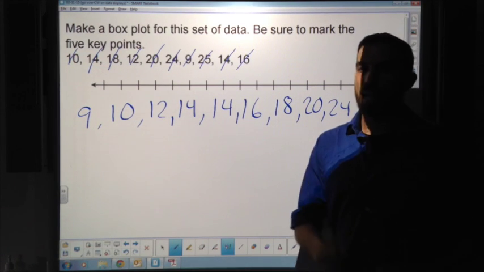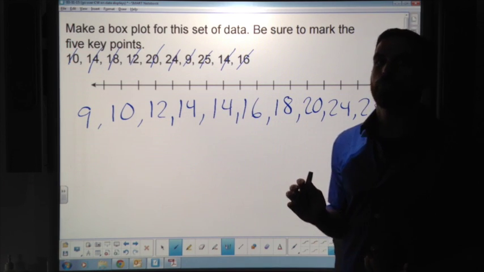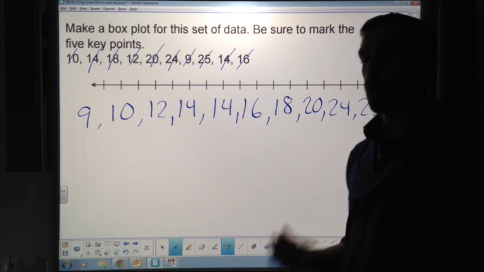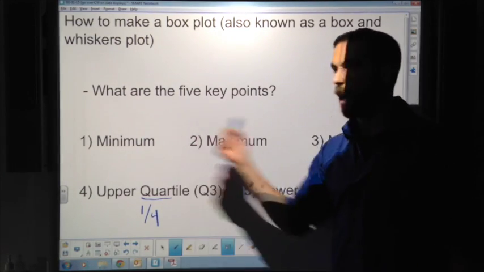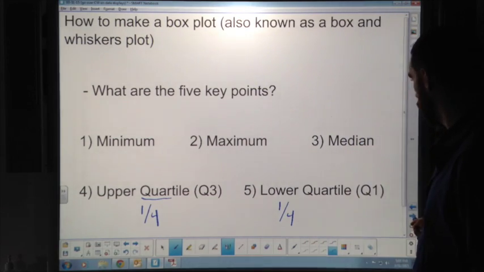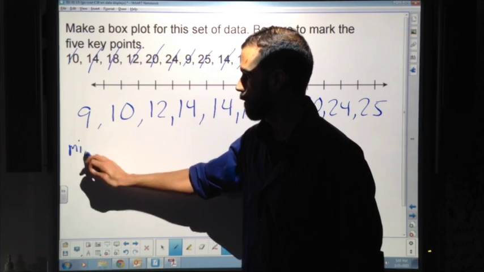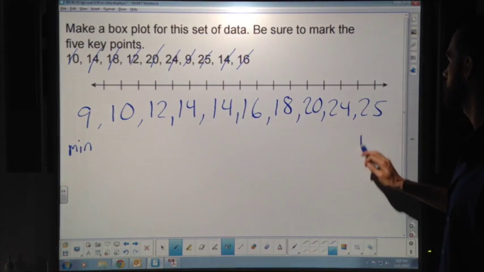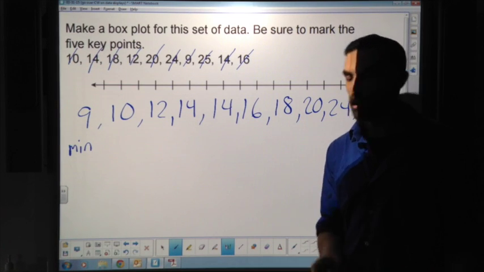Alright, so now that we have the data in order from least to greatest, the next thing we have to do is start to separate it into our quartiles. We are going to identify these 5 points, with these 2 being the most important ones that we find in the beginning. Well, the minimum is pretty obvious. It is 9. The maximum is also obvious. It is 25.